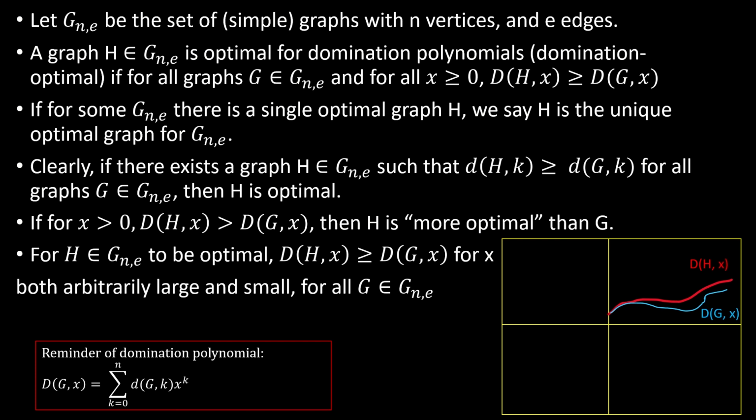Note that for a graph to be domination optimal, its domination polynomial must be greater than or equal to that of any other graph of the same order and size, at both arbitrarily small positive values of x and arbitrarily large positive values of x. This will be important for our next two observations.